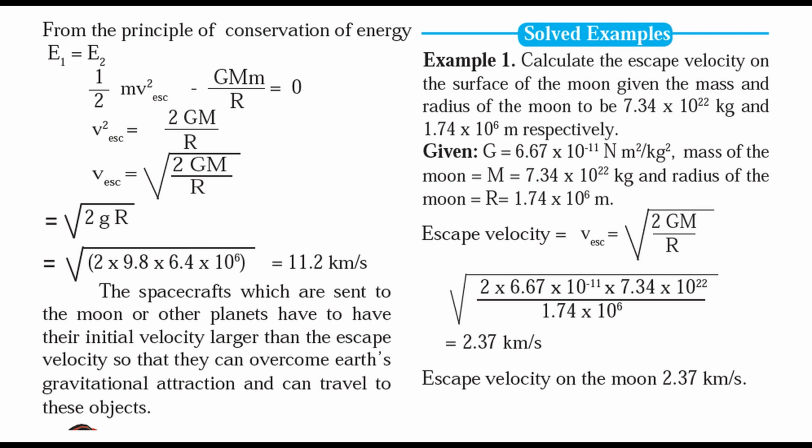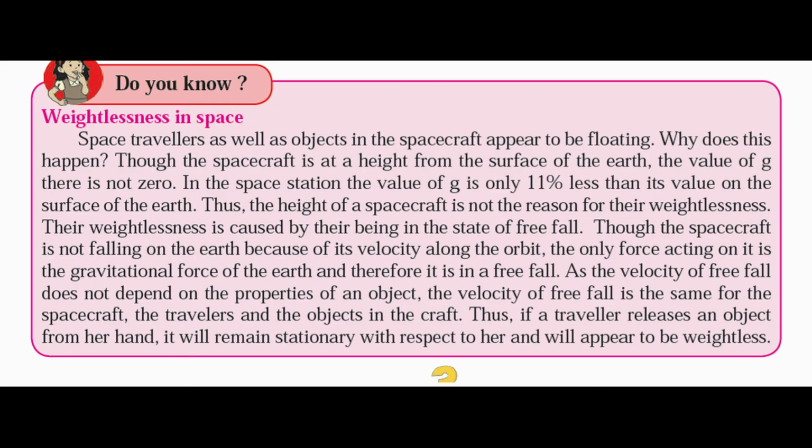So putting this into the escape velocity equation, which we just saw in the previous slide, v escape is equal to square root of 2 times capital G capital M divided by r. Putting these values together, it comes to be 2.37 kilometers per second. So escape velocity from the surface of the moon is 2.37 kilometers per second.